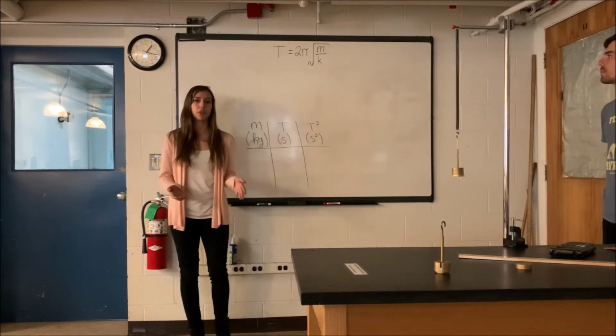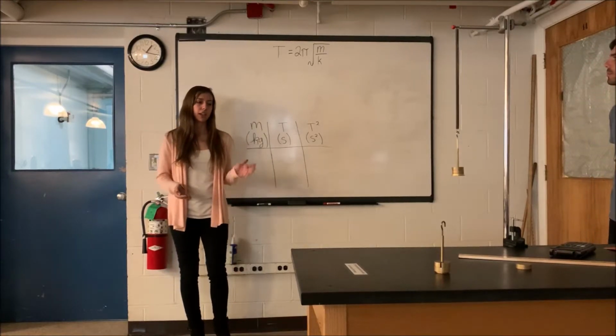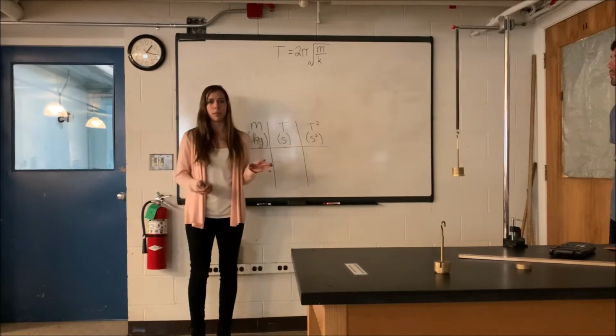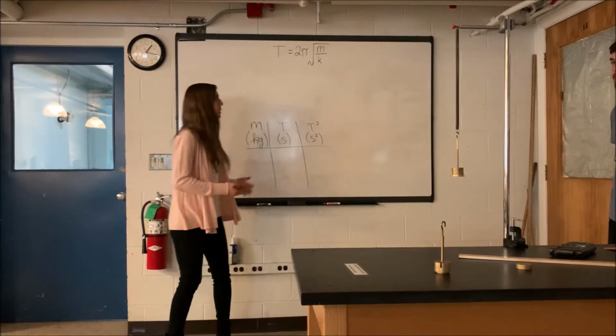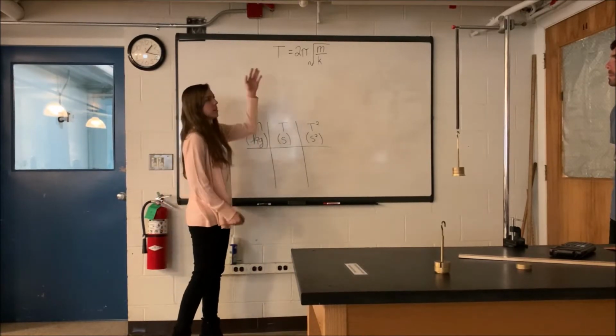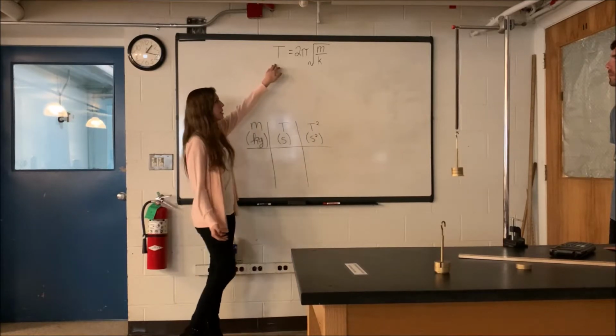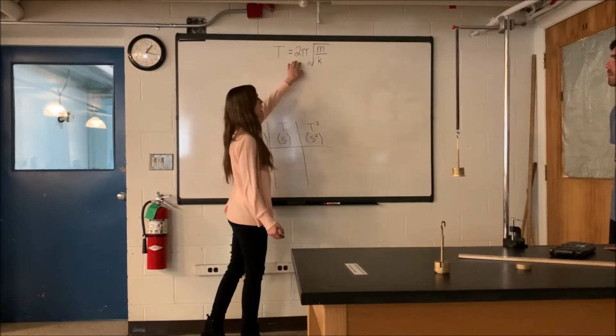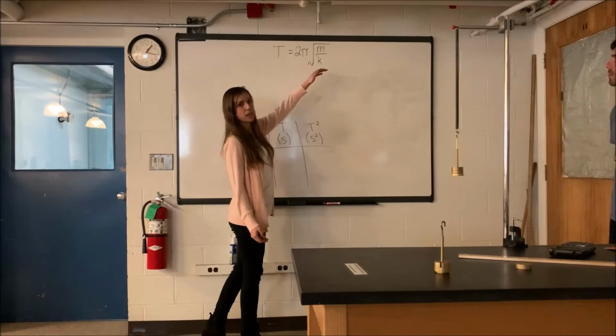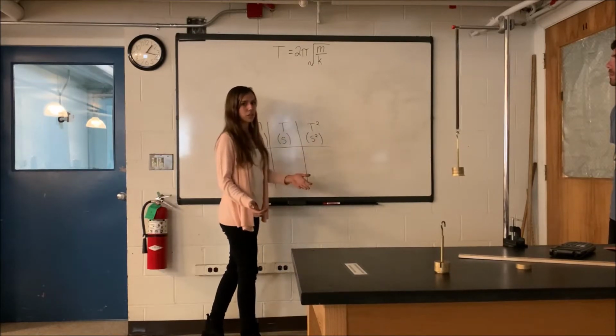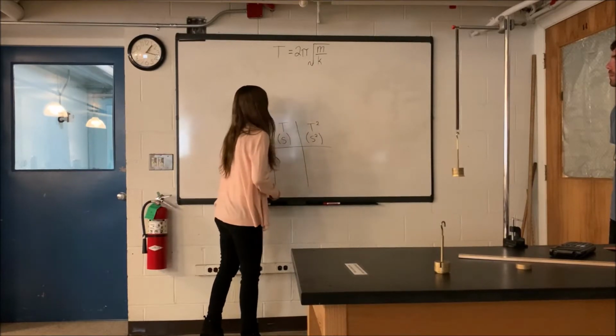Okay, so there's another way to measure the spring constant, and that's by exploiting the harmonic properties of the spring. So this means we can use this equation, which tells us that T, the period of oscillation, is equal to 2 pi times the square root of m over k, where m is the mass on the end of the spring, and k is the spring constant.